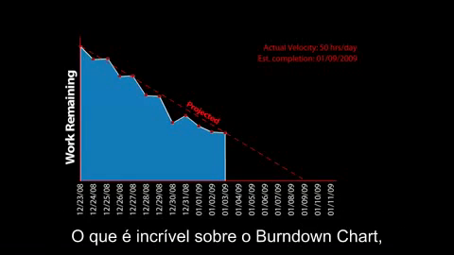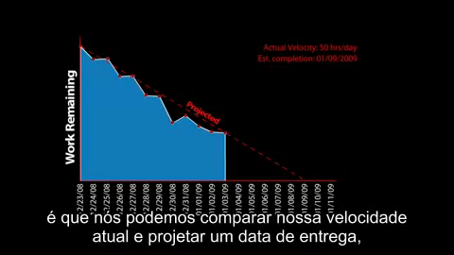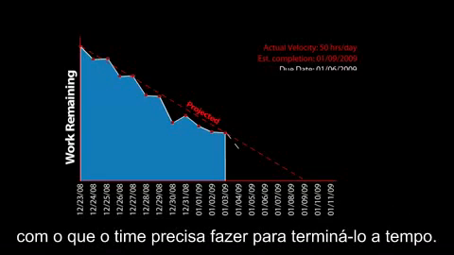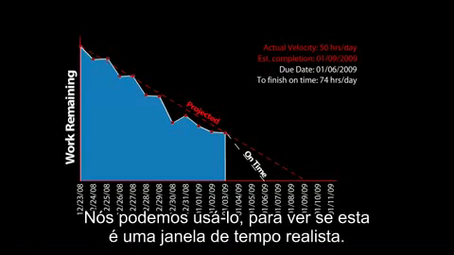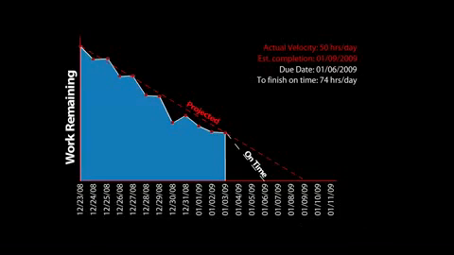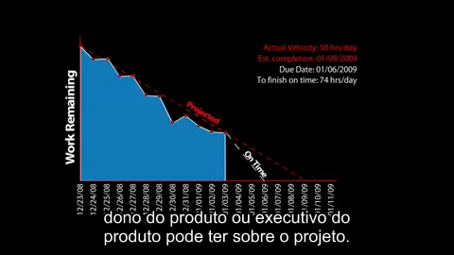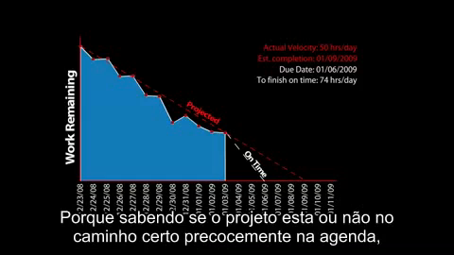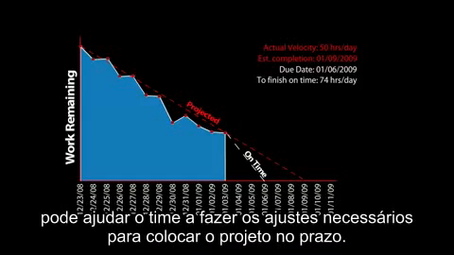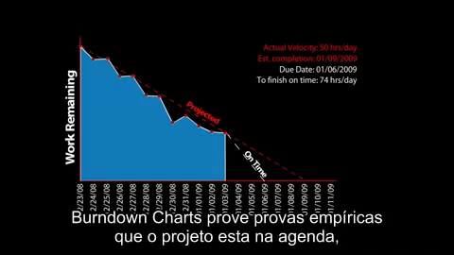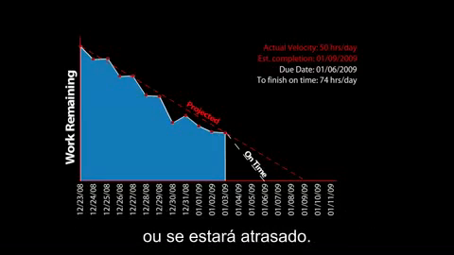What's great about the burn-down chart is that we can compare our actual velocity and projected completion date to what the team needs to do in order to finish on time, and we can use that to see if it's a realistic time frame. This is perhaps the most useful piece of knowledge that any team member, product owner, or product executive can have about the project, because knowing whether or not the project is on track early in the schedule can help teams make the proper adjustments necessary to get the project on track. The burn-down chart provides empirical proof that the project is on track or if it's going to be late.